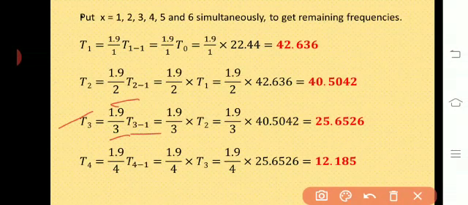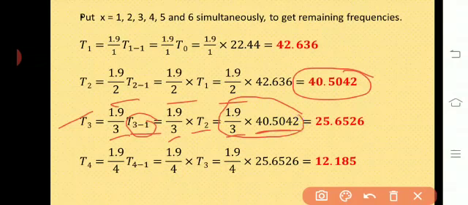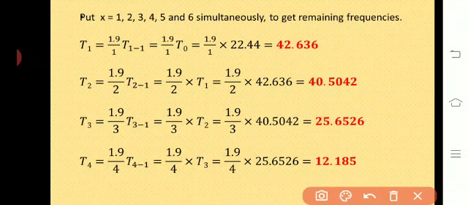T3 minus 1, which is T2. Therefore 1.9 divided by 3 into T2, and the T2 value is 40.5042. Then simplify this: 1.9 into 40.5042 divided by 3. After simplification we will get T3 as 25.6526.